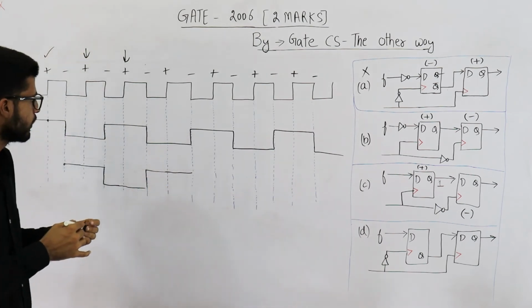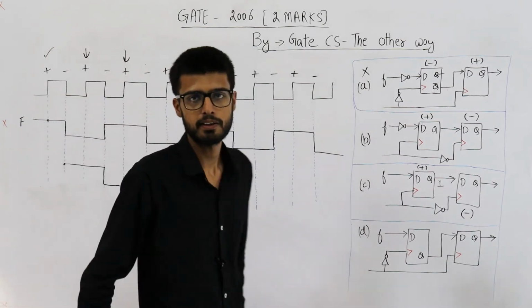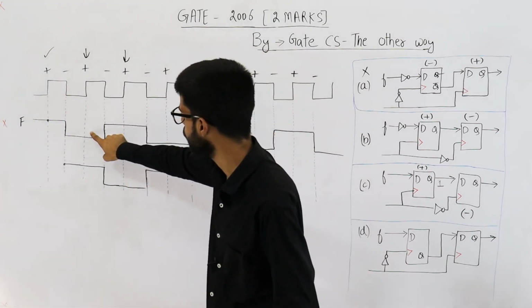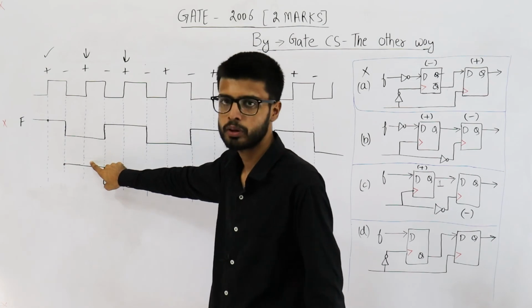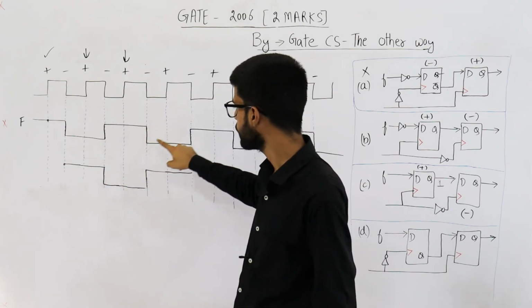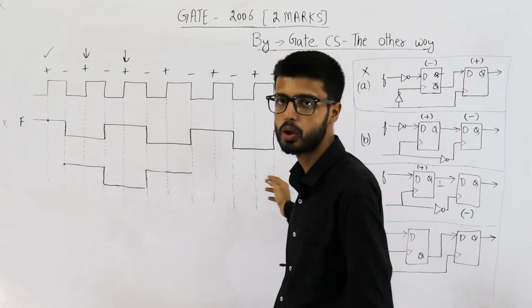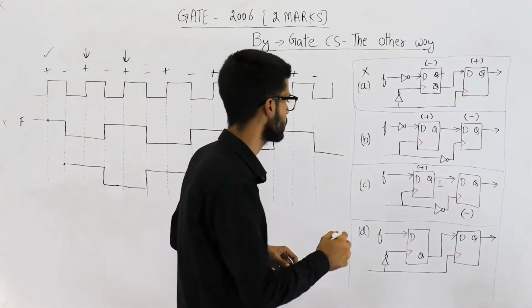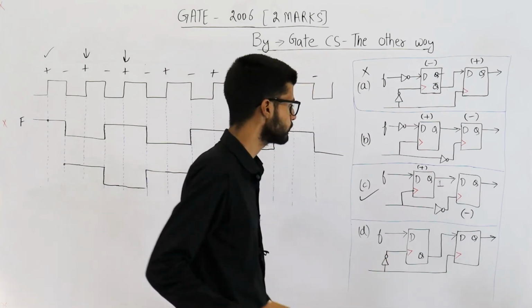You can see this is actually phase shift of 180 degree. If value of f is low, output is high. If f is high, output is low. If f is low, output is high, and so on. So your answer to this question is option C.